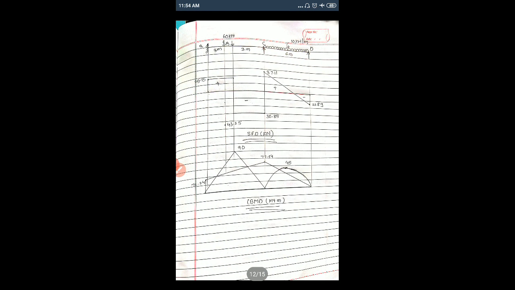Okay, if we get positive values, then whatever assumption we have taken, that redundants are in the upward direction, that is true. If we get any value negative over here, then we have to change our assumption, that some of the value is going downward. Okay, so this completes our numerical, and the last step is to draw the shear force and bending moment diagram. So this will complete our one numerical.